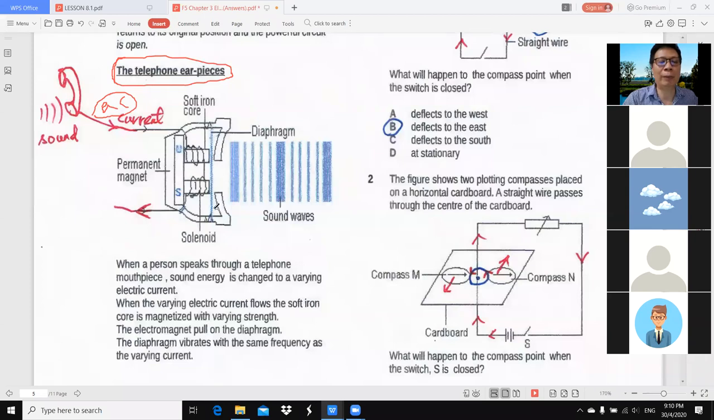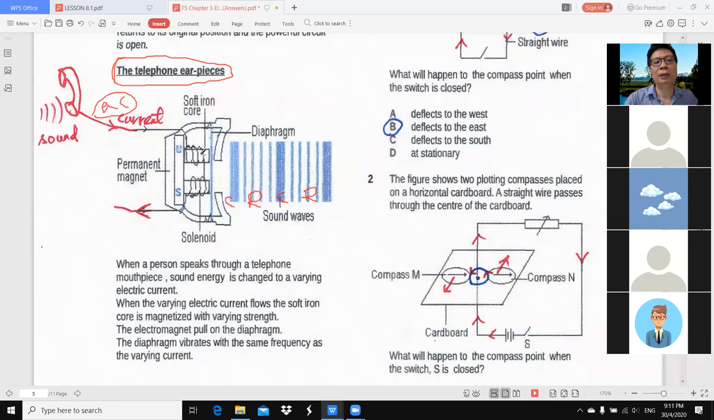So when the diaphragm vibrates, it will cause the air molecules here to compress, rarefy, compress, rarefy. This is compression, where the molecules compress. This one, the molecules open up, rarefaction. Compression, rarefaction. Actually, you should know already: vibration produces sound. Correct or not? That's why you have sound waves coming out. That's why you can hear what your friend says. Understand? This is how the telephone earpiece works, using an electromagnet.